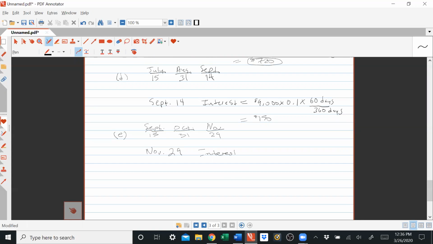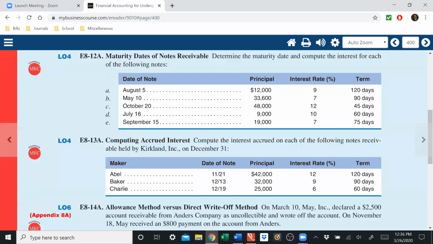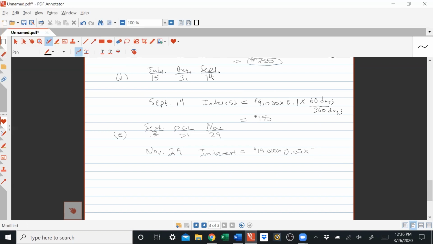On November 29th, the lender will receive a check from the borrower for the principal plus the interest. The interest is the principal times the annual rate times 75 over 360. What was the rate? 7%. So the interest would be... This one actually, I got a weird number. Just round to the nearest dollar. It's 277.